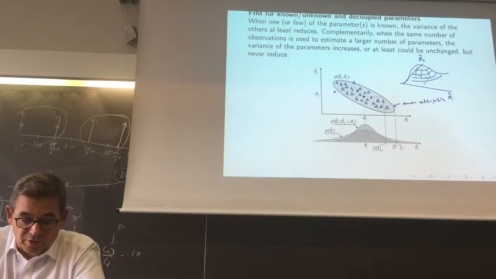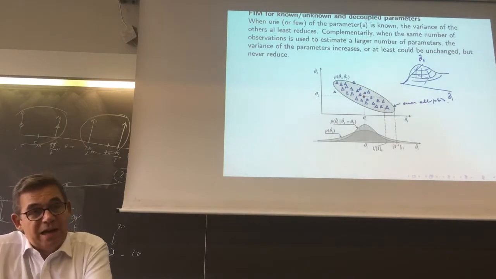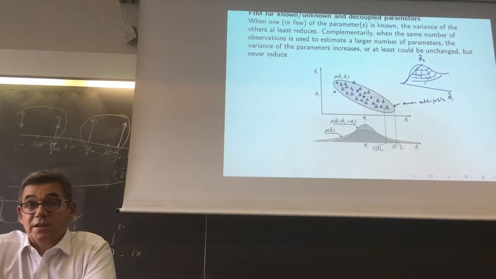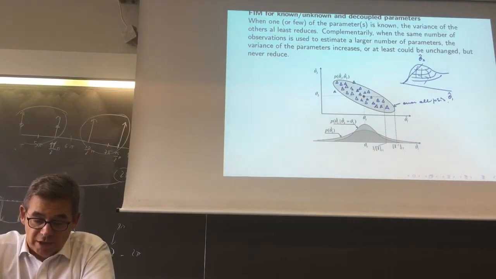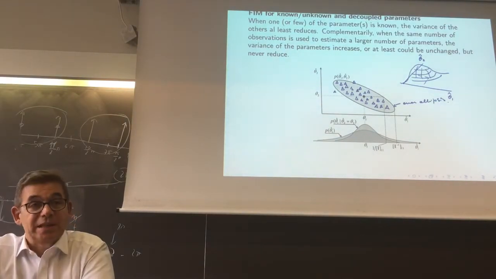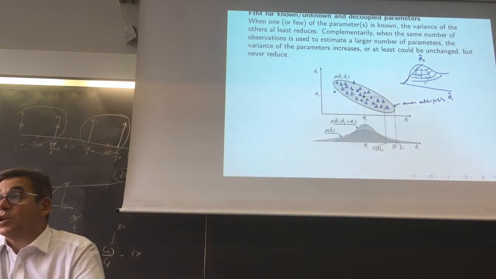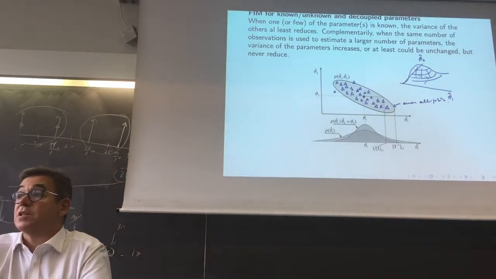To make it easy, assuming that my estimator is ideal and it achieves the Cramer-Rao bound, I want to see what happens if one parameter is known and if one parameter is not known.